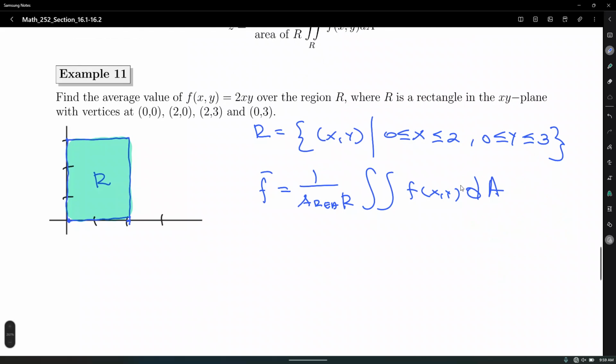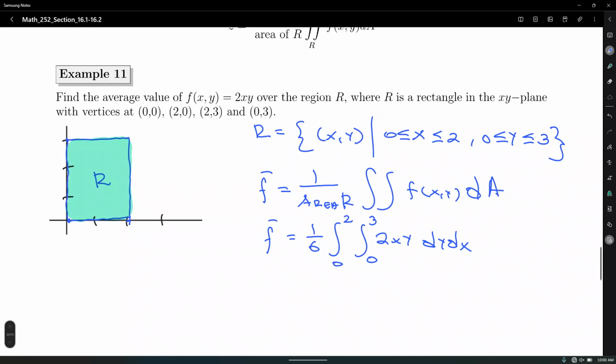Well, in this case, the region of integration, R, is a nice geometric shape. What's the area of that? 2 units by 3 units, 2 times 3 equals 6, right? So f bar equals 1/6 times the integral of 2xy, dy dx. The y direction goes between 0 and 3, and between 0 and 2 for the x direction.